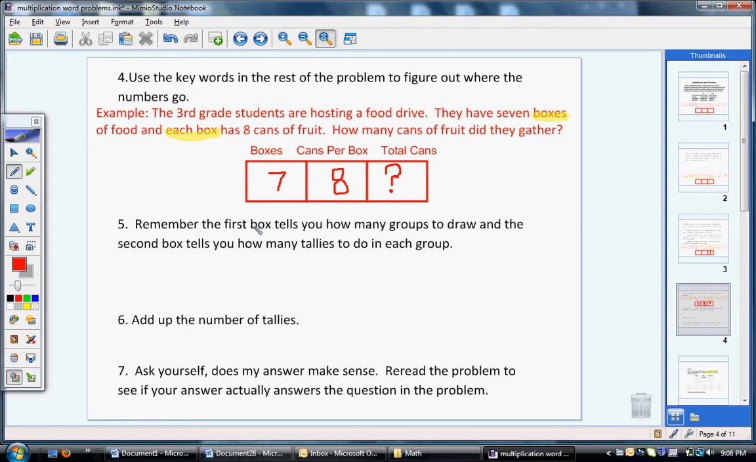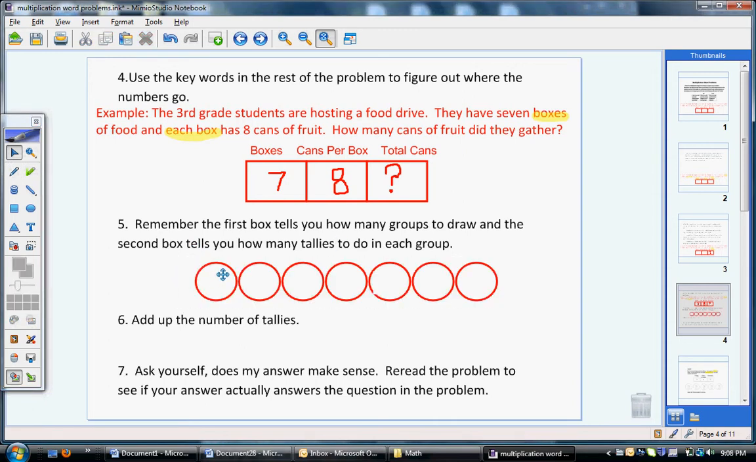It says remember, the first box tells you how many groups to draw, and the second box tells you how many tallies to do in each group. So I need to make sure that I have 7 boxes, or 7 groups. Here you can see I have 7 groups. Then I need to make sure I have 8 cans in each box. So this group needs to have 8, and each of the remaining groups needs to have 8 as well, all the way through the last group.